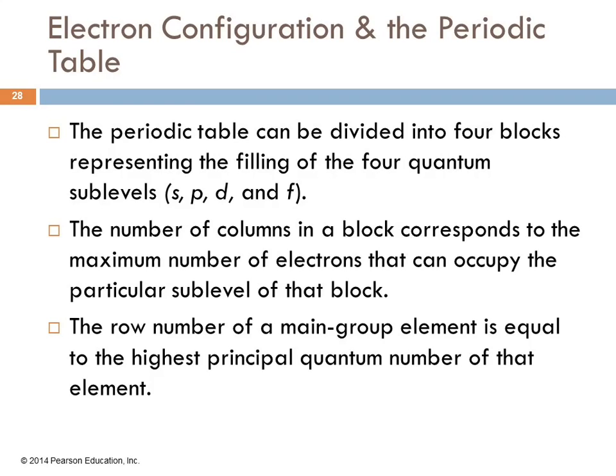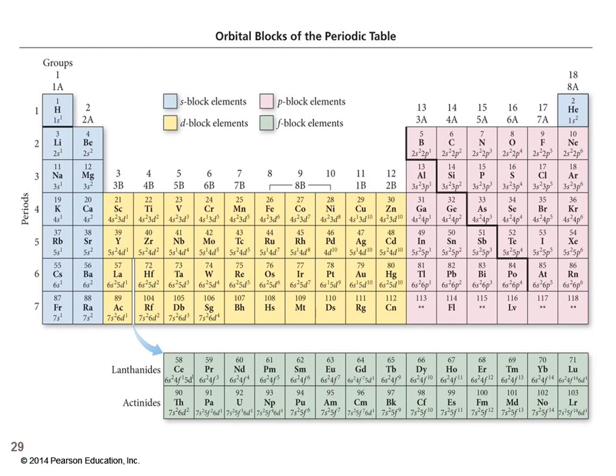Here we get to the good part. I should really rearrange these slides and put this earlier, but the periodic table can actually be divided into blocks representing these 4 different orbitals and the quantum sublevels S, P, D, and F. The number of columns in a block corresponds to the maximum number of electrons, and the row number is equal to the highest principal quantum number. So let's look at this. You see this block of elements? Yeah. And it's 2 columns wide. That represents S electrons. The S subshell can hold 2 electrons.